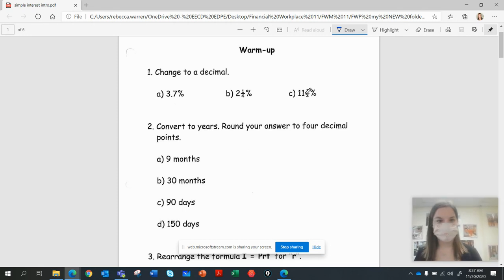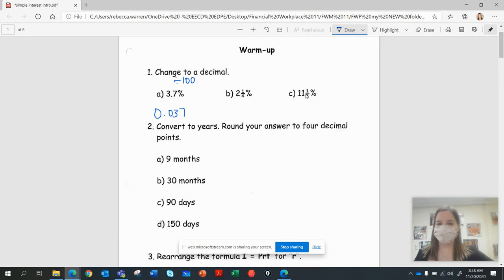Let's start. So for the first question, change to a decimal. How do we change a percent to a decimal? Divide by 100. I presume you're not answering just because you don't want your voice heard, so I'll answer myself. When you're changing a percent to a decimal, you just divide by 100.